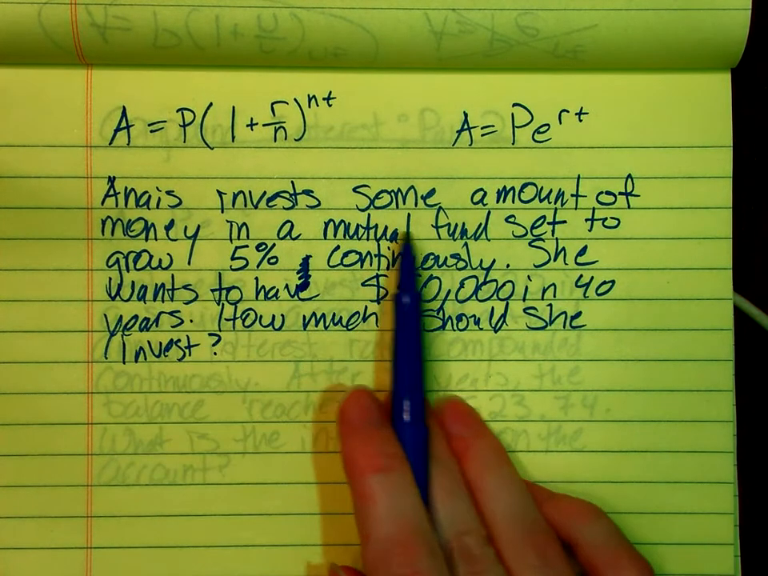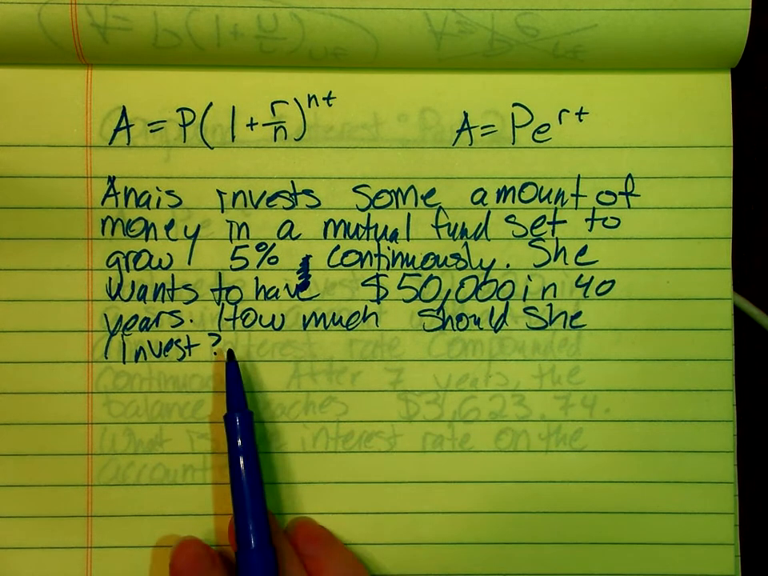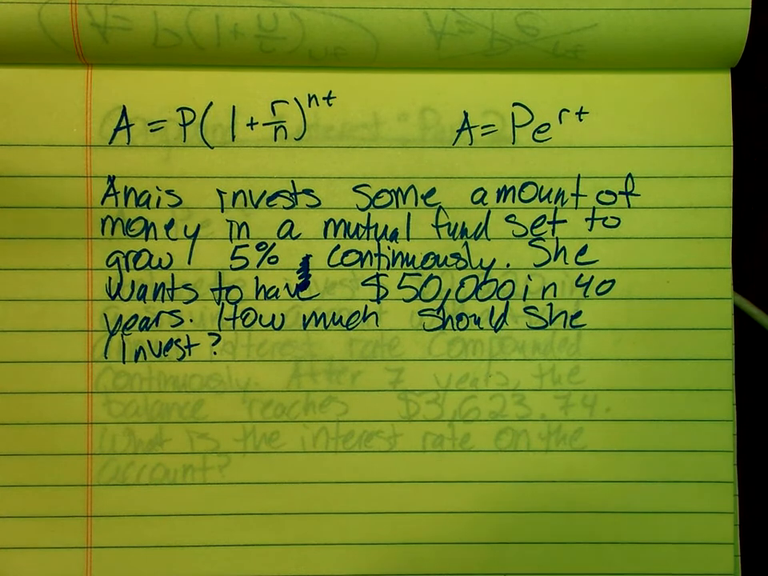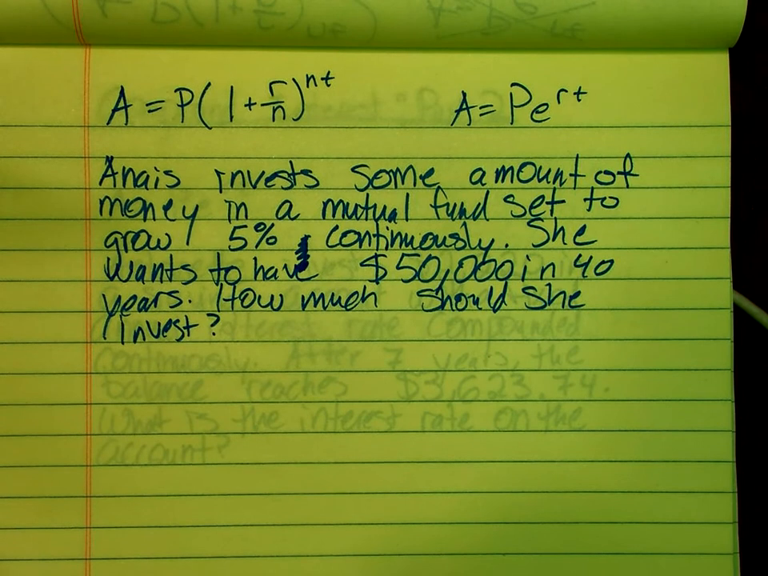Okay, next one. Anais invests some initial amount of money in a mutual fund set to grow 5% continuously. She wants to have $50,000 in 40 years. How much should she invest? Could be a real life situation. Alright, go ahead and pause this video, and I want you to see if you can do this problem entirely on your own, and then I will show you the solution.